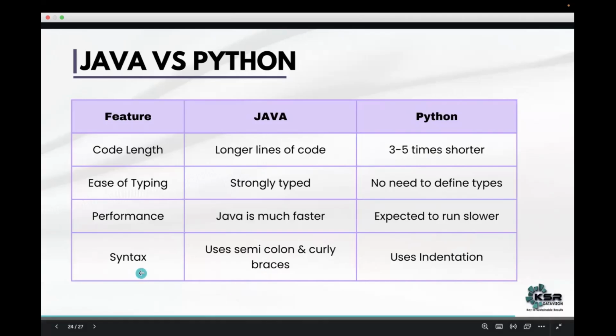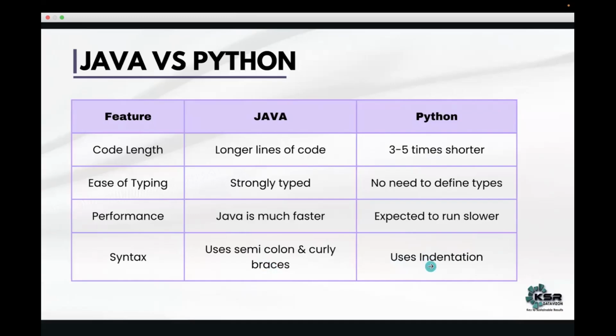Okay. Next is syntax. Java uses semicolons and curly braces, but Python just uses indentation. There are a lot more other differences, but we have seen a few.